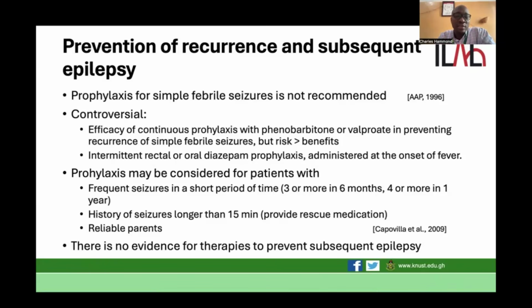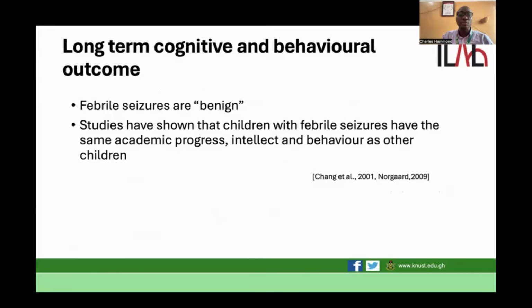And there is no evidence that these therapies will actually prevent subsequent epilepsy. So whilst they will prevent recurrence of the febrile seizure, they may not prevent subsequent epilepsy, or there is no evidence that they will prevent subsequent epilepsy. Parents again want to discuss a long-term cognitive and behavioral outcome.